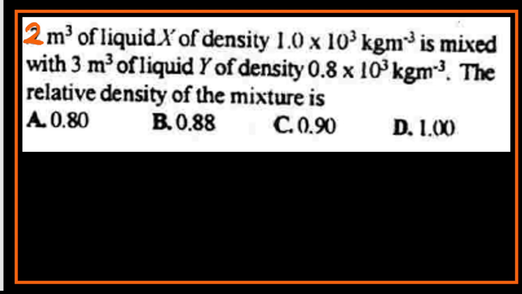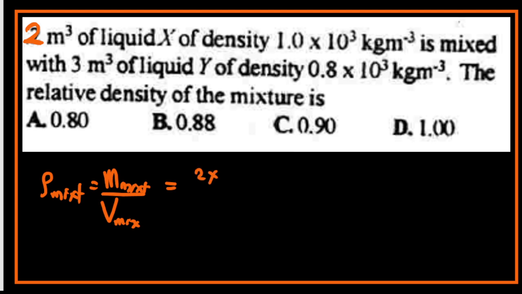So we have 2 meter cube of a liquid X, density given. It is mixed with 3 meter cube of density Y. The question is asking for the relative density of the mixture. What do you do? You first get the density of the mixture itself. Density of a mixture is equal to mass of mixture over volume of mixture. Mass of mixture is not given. From density equals mass over volume, mass is density times volume. For X, the density and volume are given.